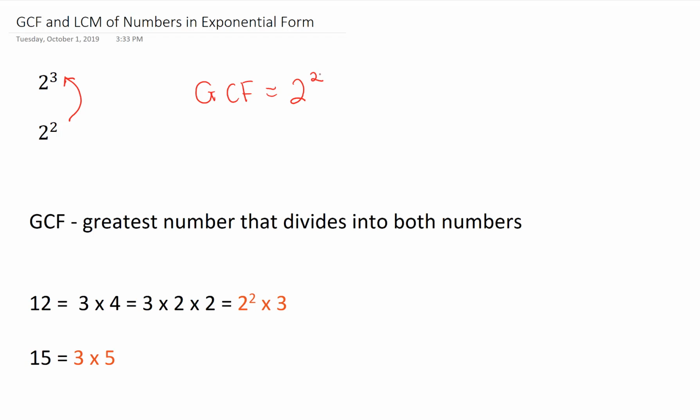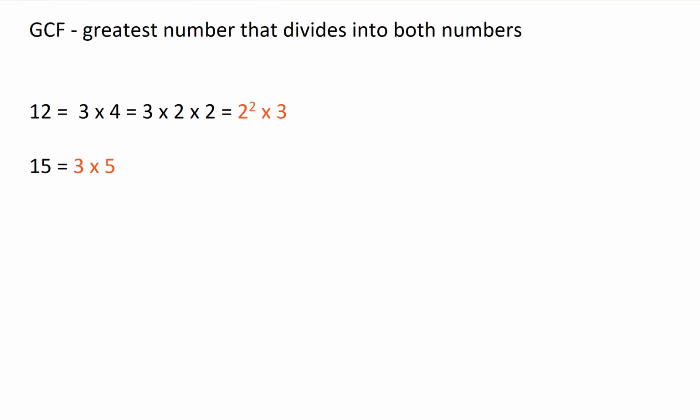So let's look at some harder examples. We're going to come down here and look at 12 and 15. We're looking for the greatest number that divides into both 12 and 15. So we're going to break these numbers into their prime numbers and write them using exponential form as shown. Now what we're going to do is compare the same bases. And by bases, what I mean are these numbers that are being raised to exponents. Those are called bases. So we're going to compare the ones that are the same.